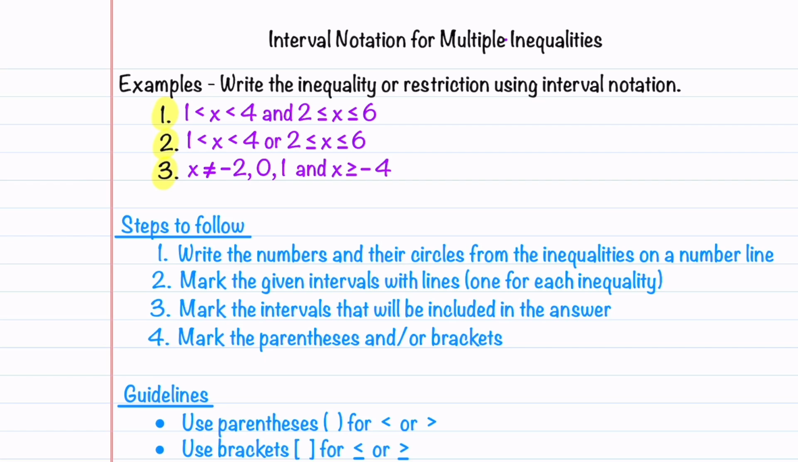I've outlined steps and guidelines that we can follow to write inequalities using interval notation. I'll explain more about these as we walk through our 3 example problems.